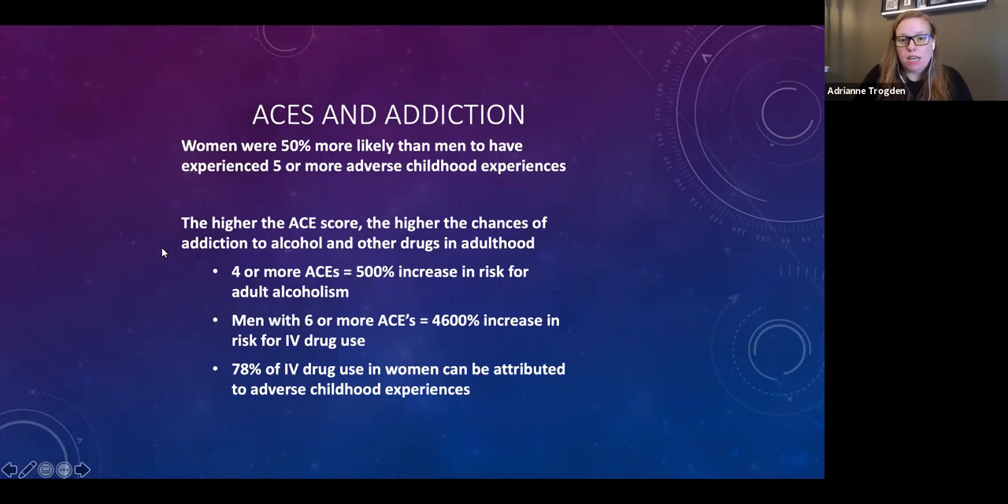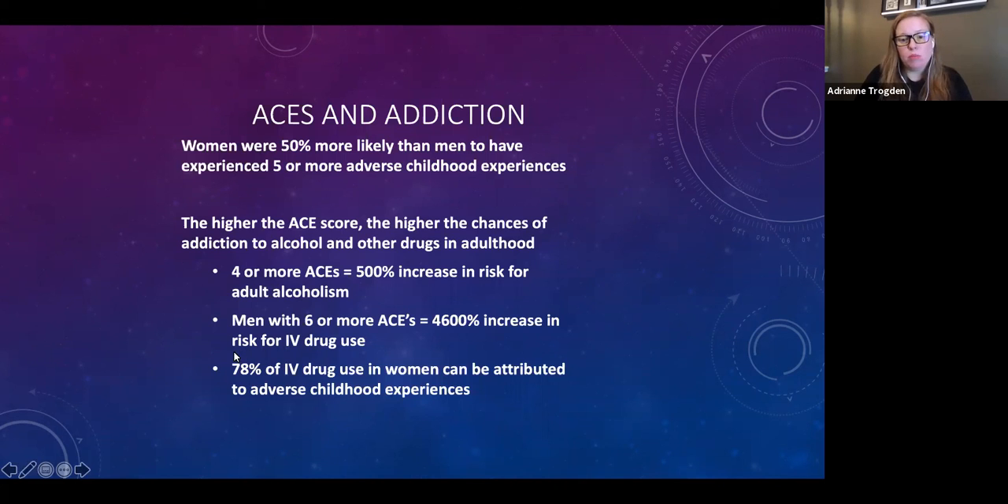So that's a lot. 50% of women, that's a half. So 1 in 2 women will have 5 or more of those adverse childhood experiences that I just listed. And the higher the ACE score, the higher the chances of addiction to alcohol or other drugs in adulthood. So 4 or more ACEs is a 500% increase in risk for adults to develop an alcohol use issue.